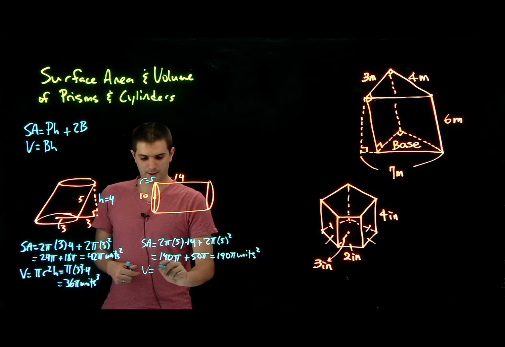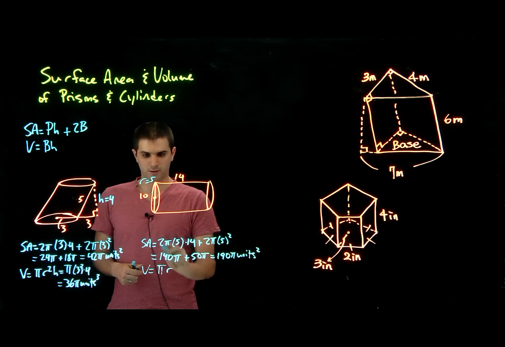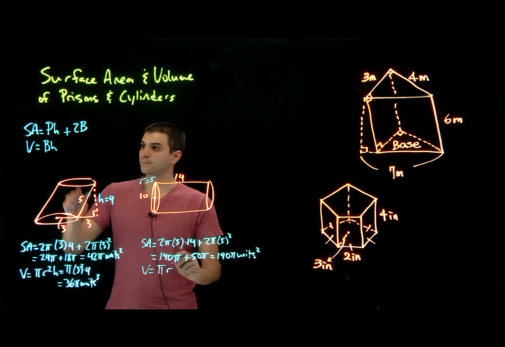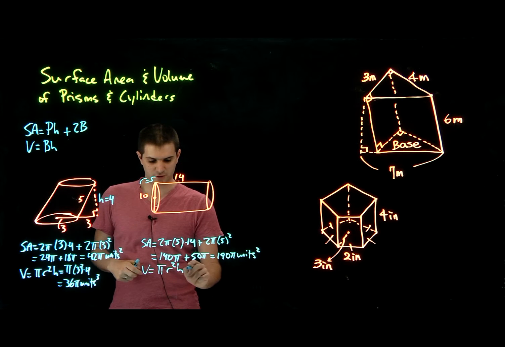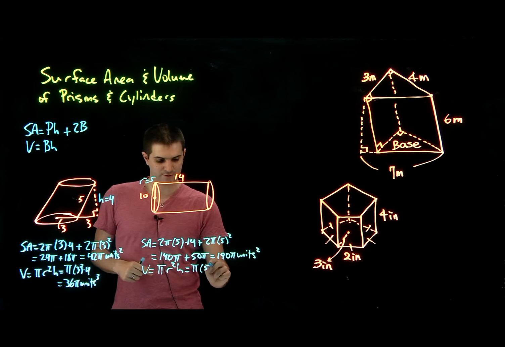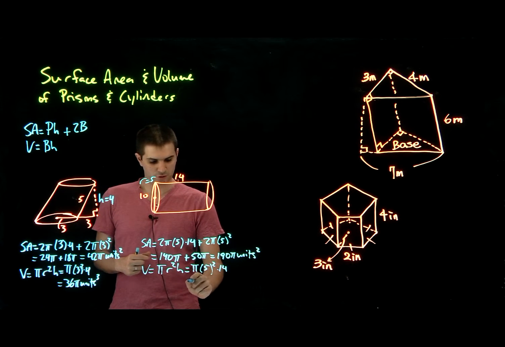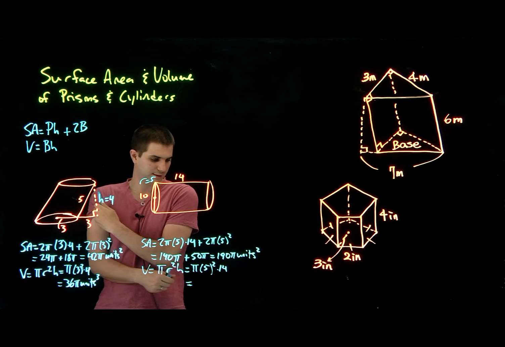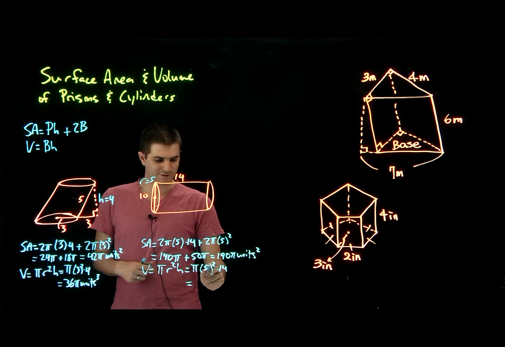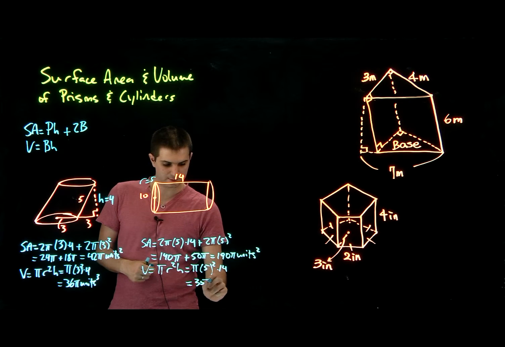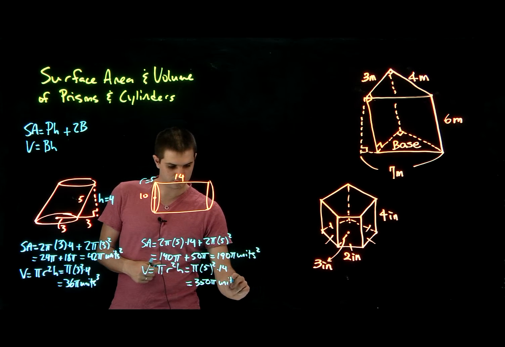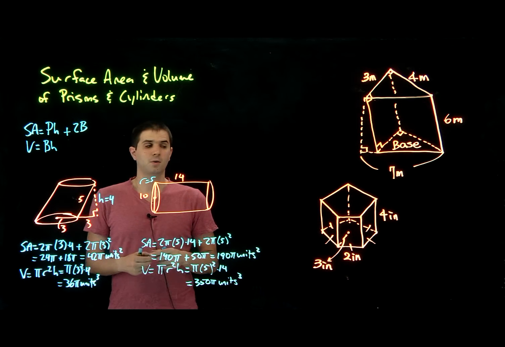Volume then is going to be area of the base times height, so pi r squared h, which equals pi times 5 squared times the height, which is 14. So 25 times 14 is 350, so 350 pi units cubed.